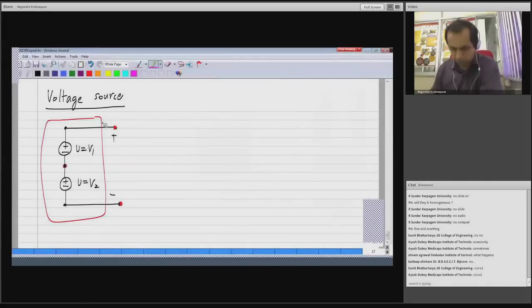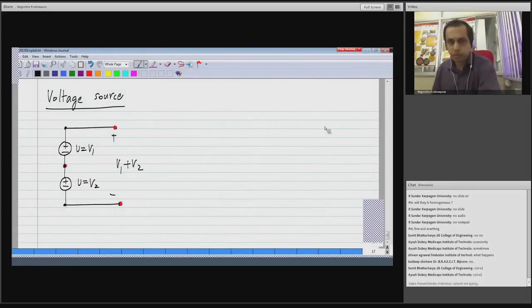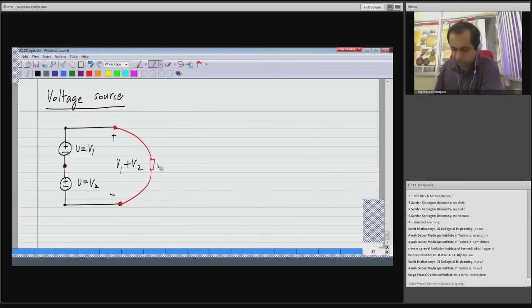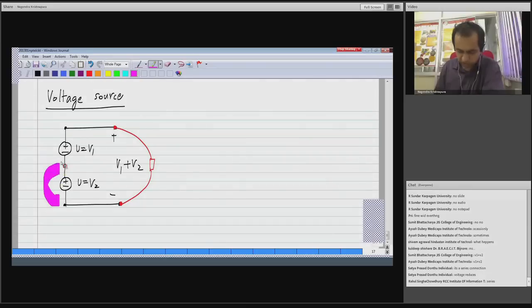So as a couple of people answered, the voltage across these two terminals would be V1 plus V2. Okay, so now this is so simple that I think all of you know the answer, but I will just show you how to do it formally. You can imagine some branch completing this loop, and you apply KVL around this loop. The voltage drop across this in this direction plus voltage drop across this in the same consistent direction.